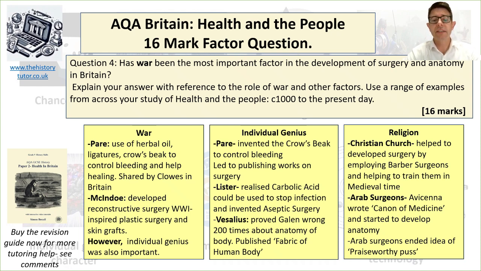Lister realised carbolic acid could be used to stop infection and developed aseptic surgery. Vesalius proved Galen wrong 200 ways and ended Galen's dominance of anatomy ideas that were so incorrect. So there's lots of genius there. Then we've got religion. Christian Church helped to develop surgery by employing barber surgeons to bleed people and led to their training in monasteries, but also in universities.